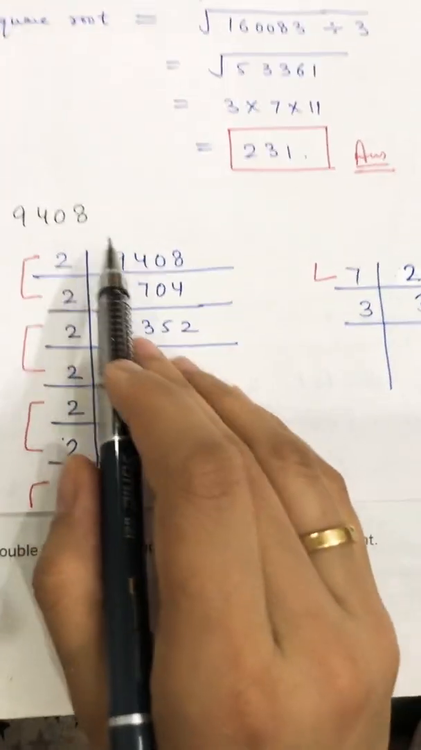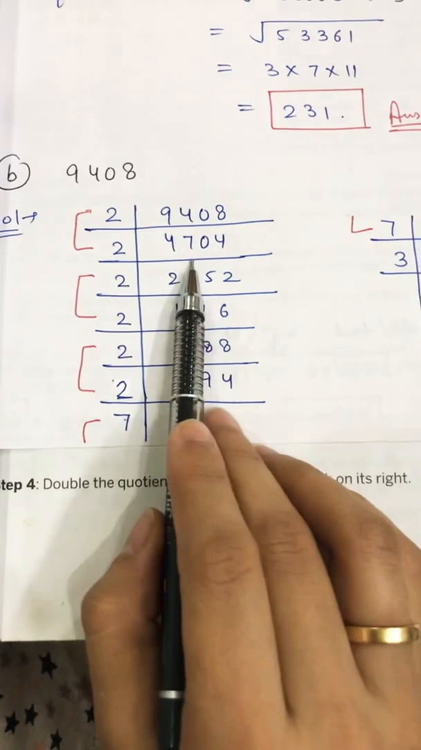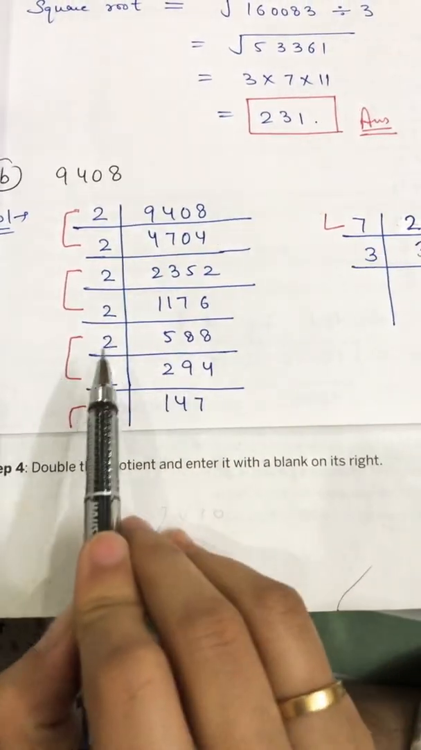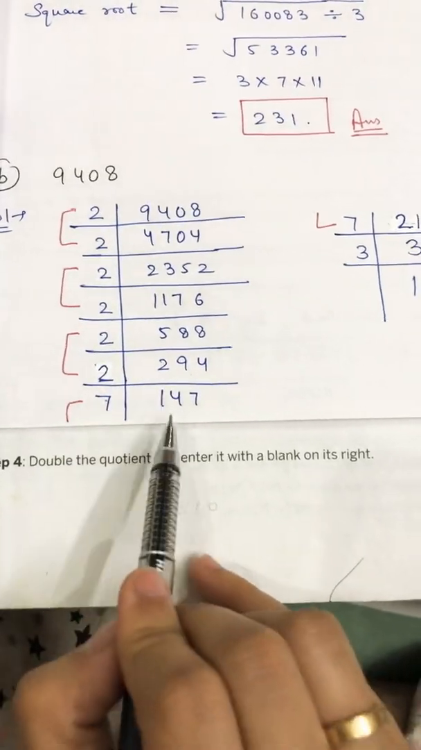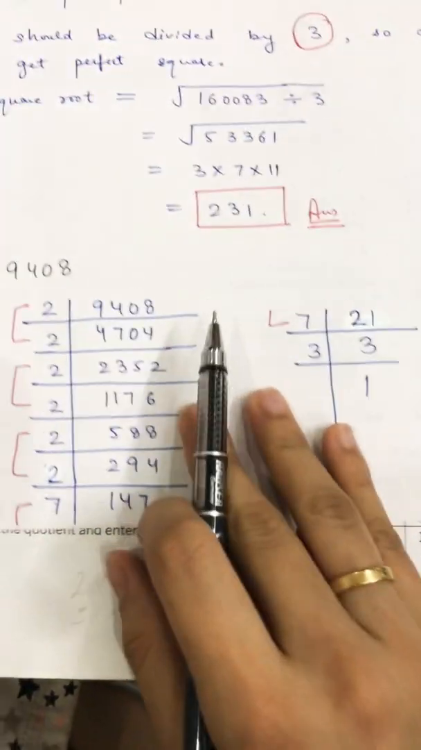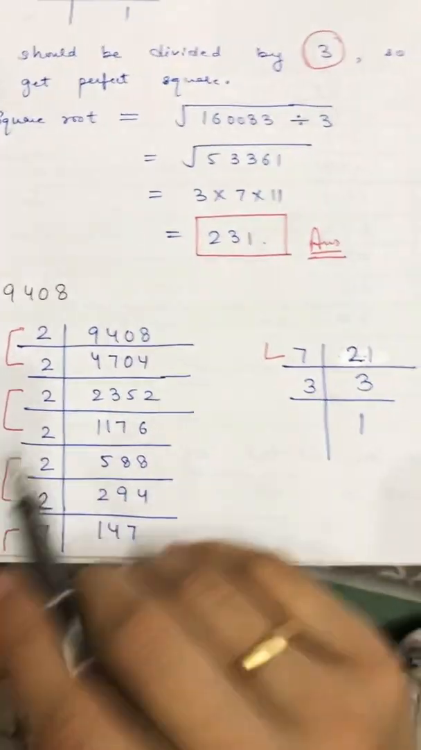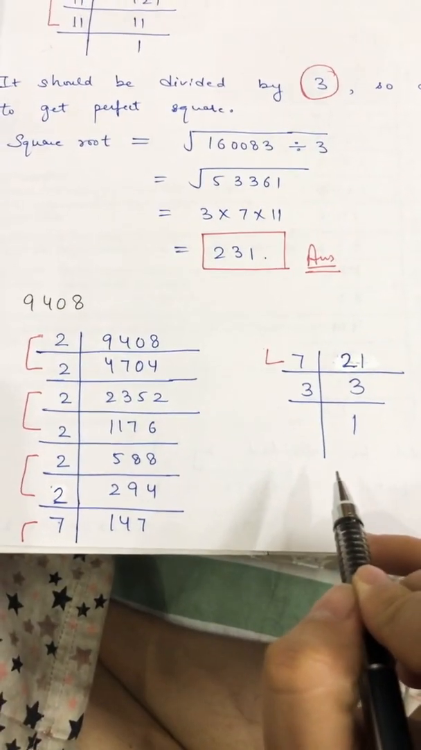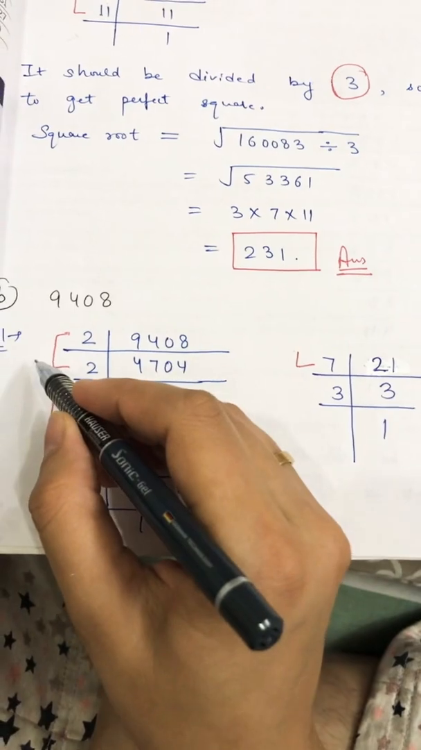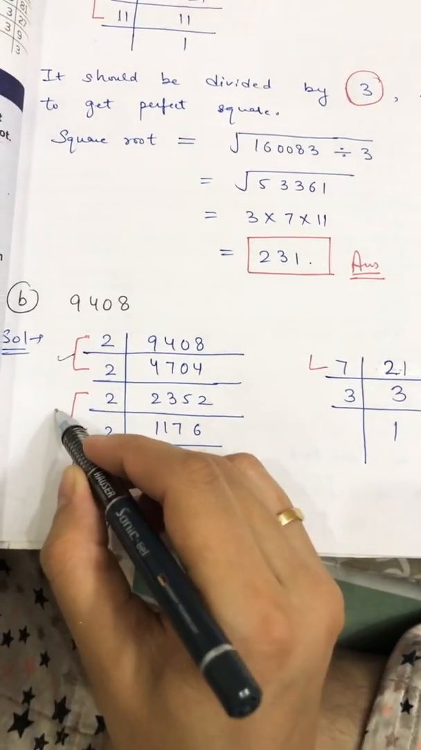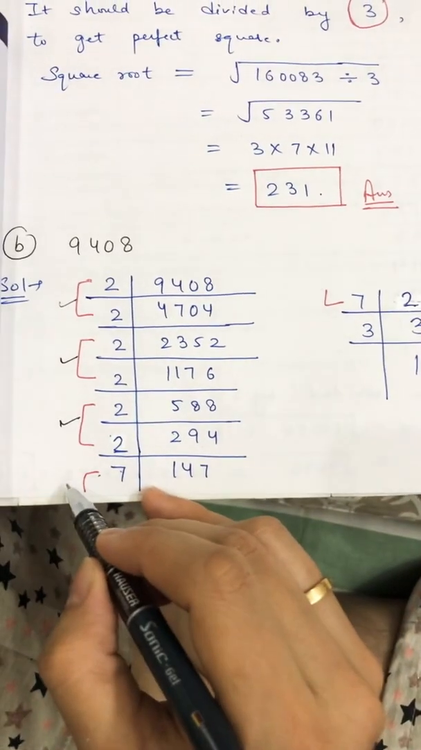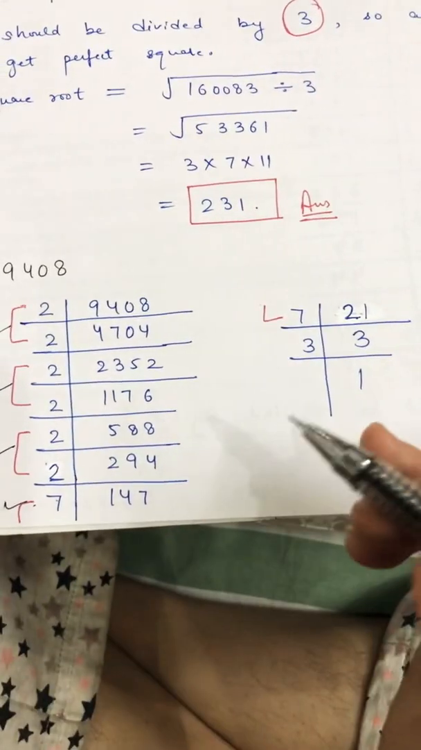It is 9408. It will go on 2 table, then on 2, then on 2, then on 2, then again on 2, again on 2, then on 7. Okay, and the space was less, that's why I've written here. Then on 7, then on 3. Okay, now see that how many pairs we are having? 1 pair, 2 pair, 3 pair, 7 and 7, 4 pair.